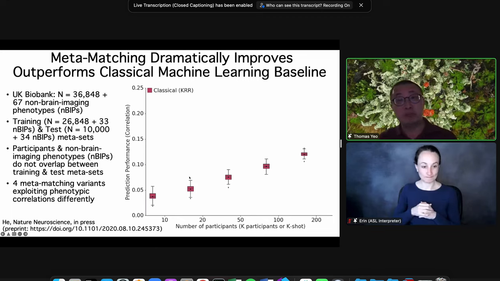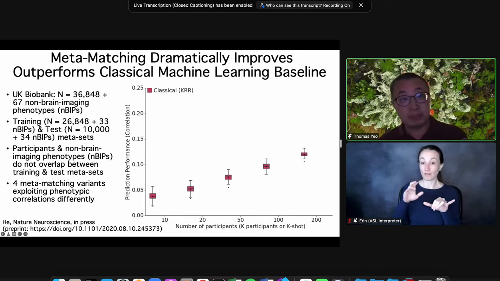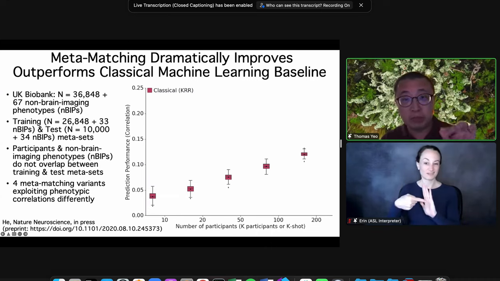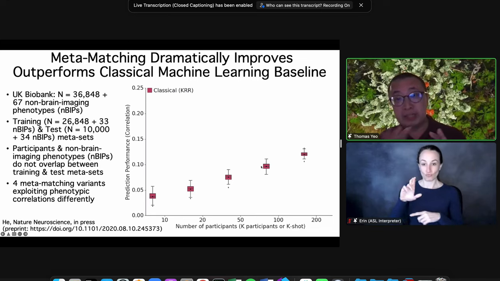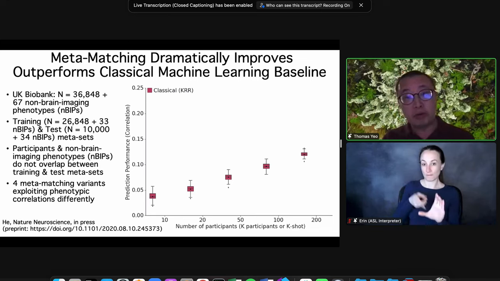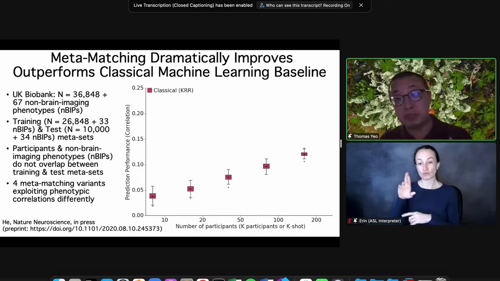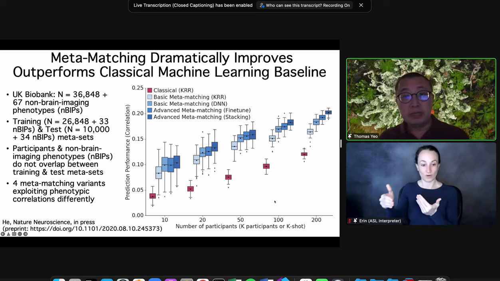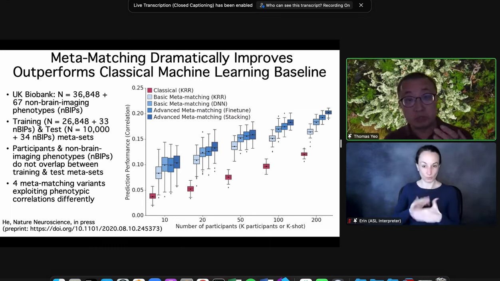Here's the prediction performance of classical kernel regression. Just to be clear, let me give you an example. This box plot is the prediction performance when we train kernel regression with only 100 participants in the test meta set and perform prediction on the remaining 9,900 participants in the test meta set. And here's the prediction performance using He Tong's meta-matching approach. We can see that the improvement is really quite dramatic.